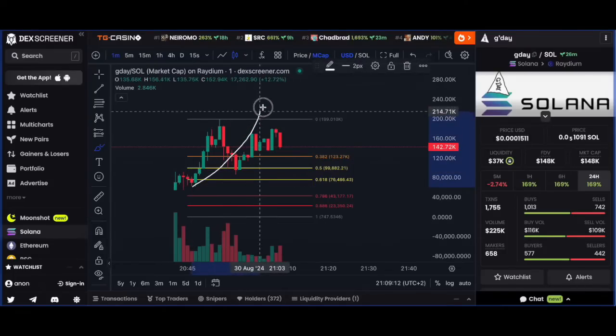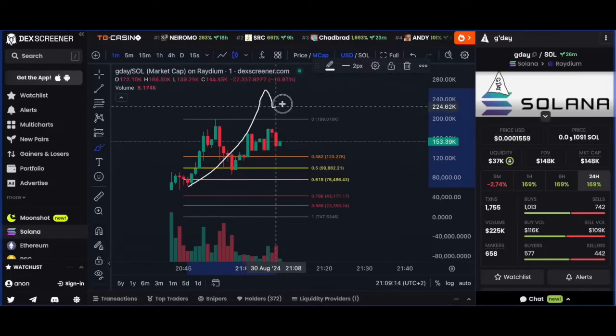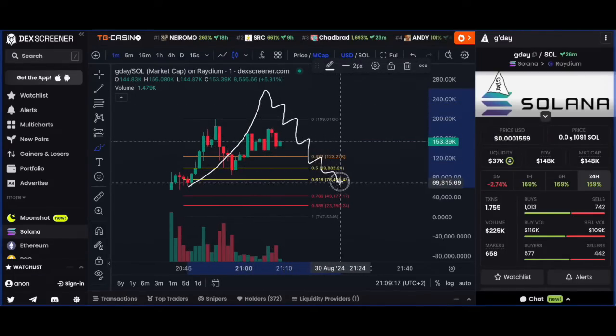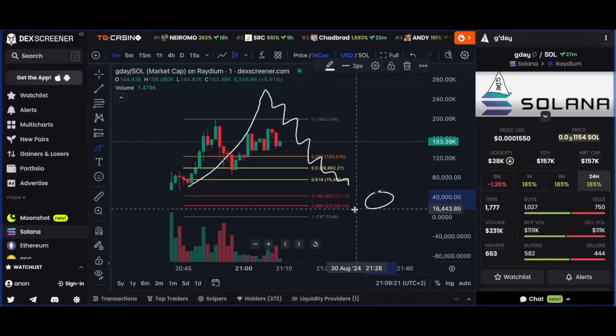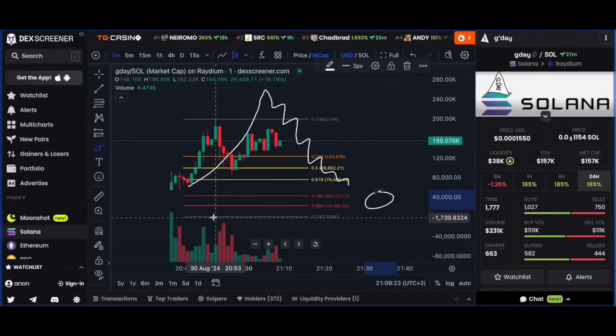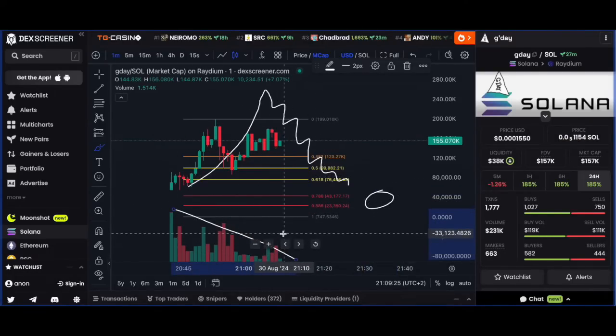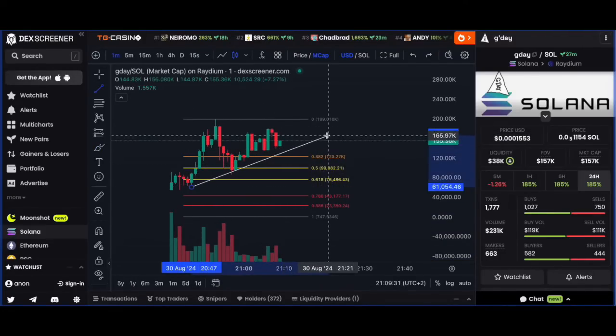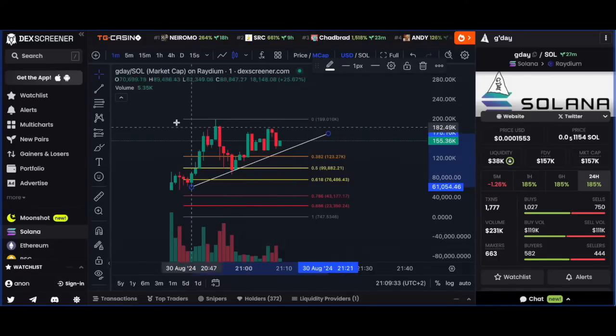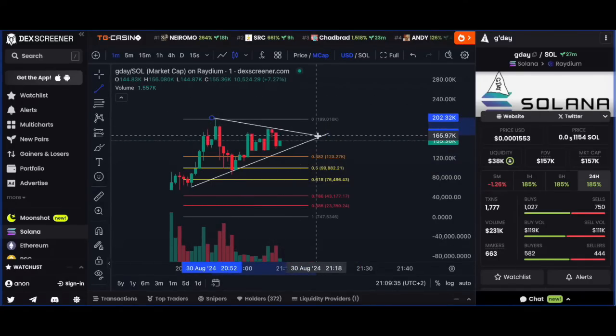Generally you'll see tokens do a big pump up first, and then slowly come back down, often all the way to this red area down here with the 0.786 to 0.886. Now, as you can see, volume is starting to decline as well. That generally shows me that, if I just clean this chart up a little bit more, we're probably going to break this support because volume is slowing down.